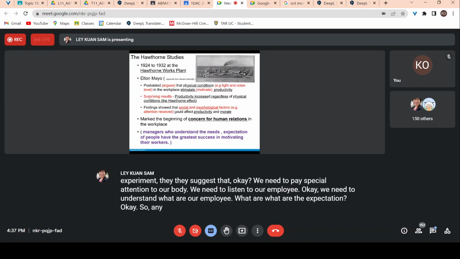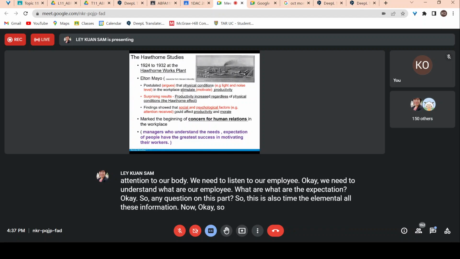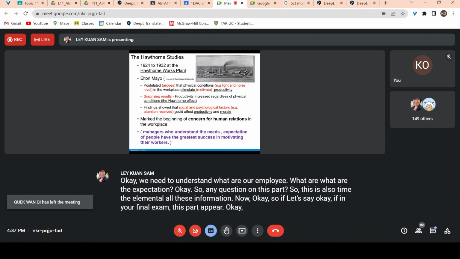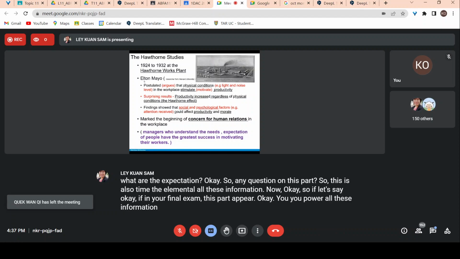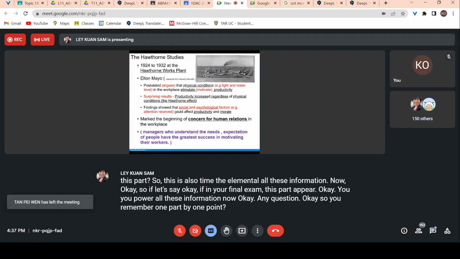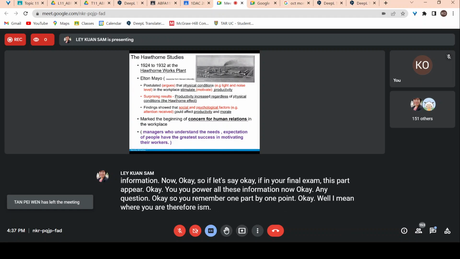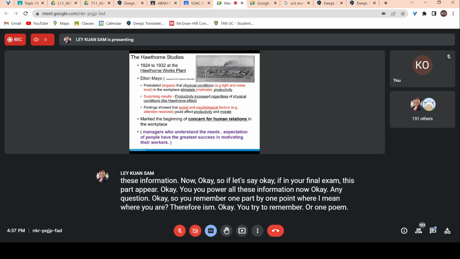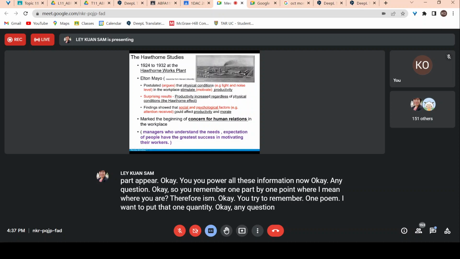So any question on this part? So this is also a study. Remember all this information now. If in your final exam this part appears, you provide all this information. Any question? So you remember one point by one point. When you prepare for the exam, you try to remember one point by one point like that. Any question here, class?